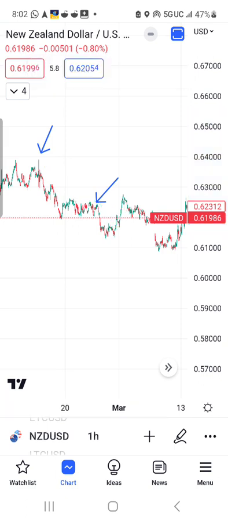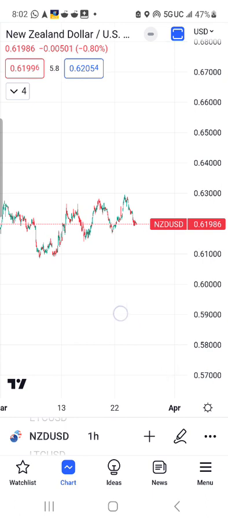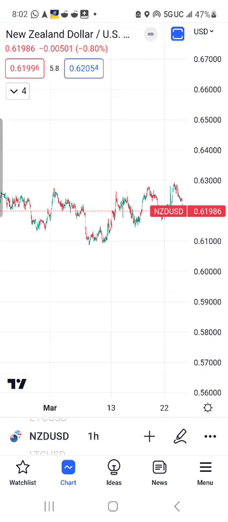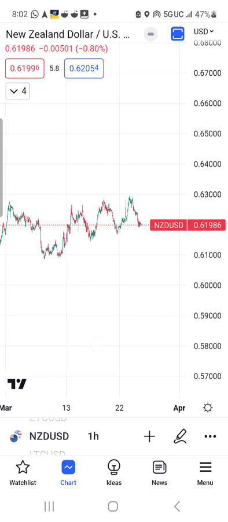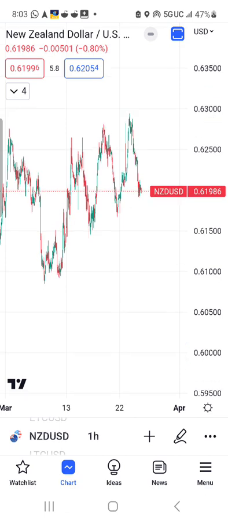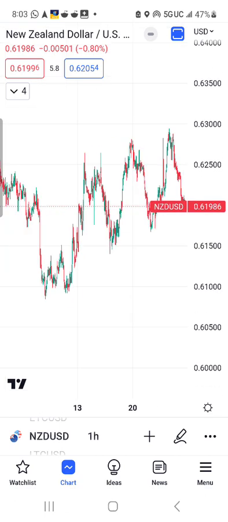So how do you draw your valid trend line? A valid trend line, first of all, must consist of at least 3 points where price reacts to, at least 3 points where price bounces off. So how do you draw the proper trend line?